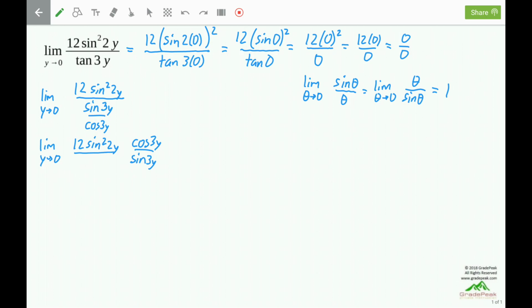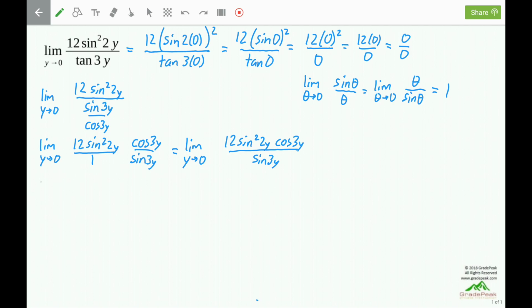Let's put the original expression over a 1 so it also looks like a fraction, and we have the limit as y goes to 0 of 12 sine squared 2y times the cosine of 3y divided by the sine of 3y.